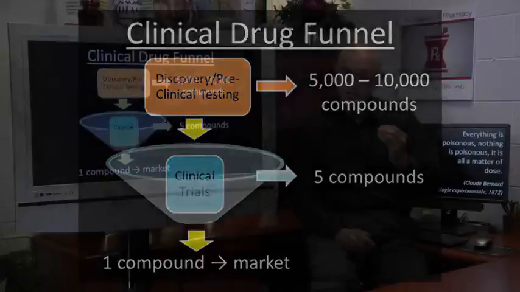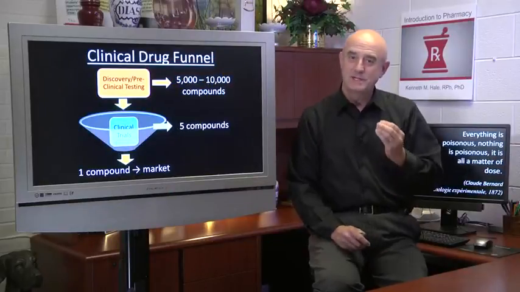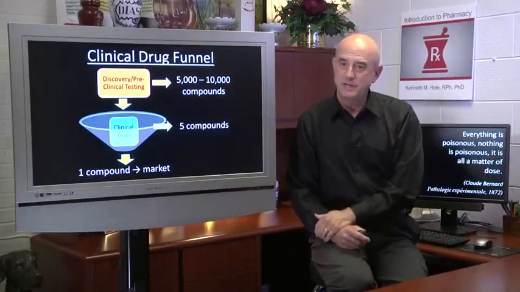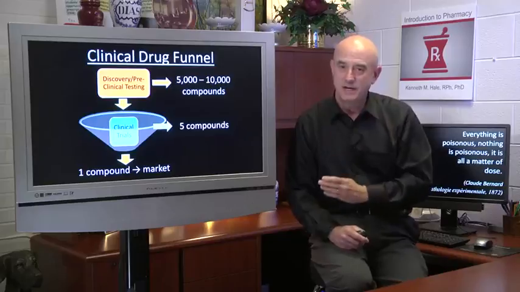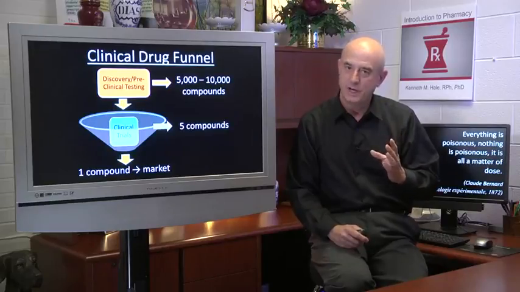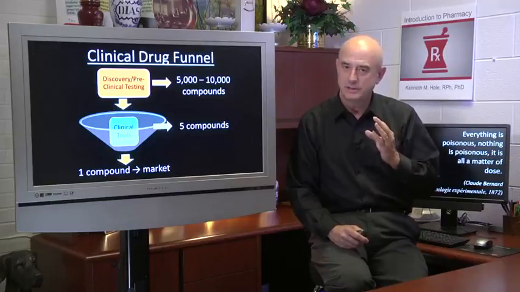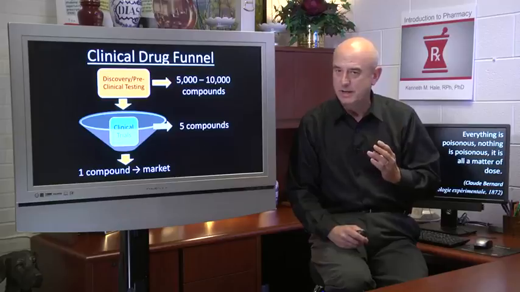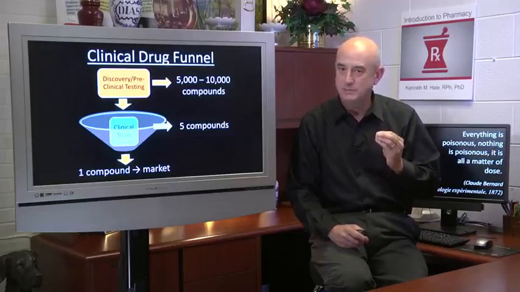So you can see kind of the risk here. We start with maybe 10,000 compounds that we think might have promise. That narrows down to maybe 1 going to market. We start to understand why this is such an expensive process and why drug research expenditures are so high, and maybe start to understand a little bit why drug compounds are so expensive on the market.